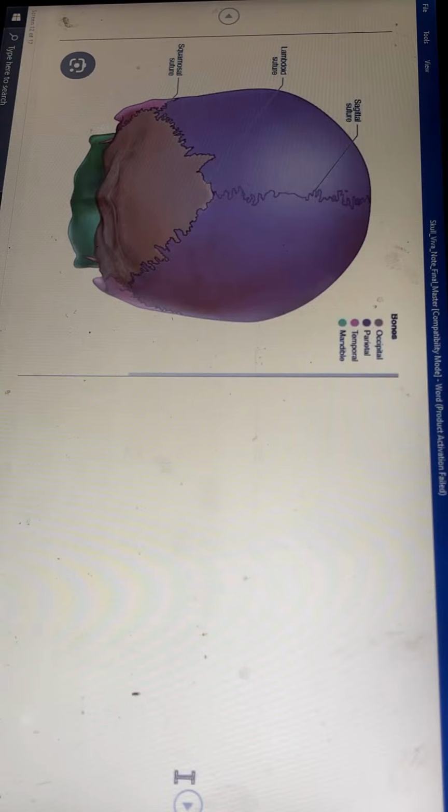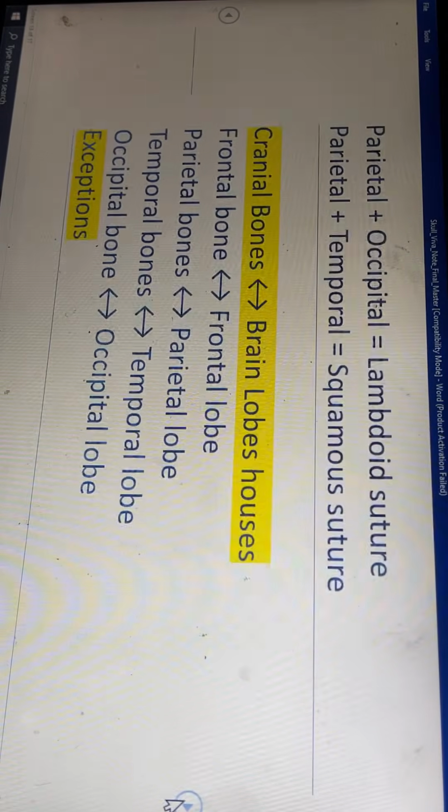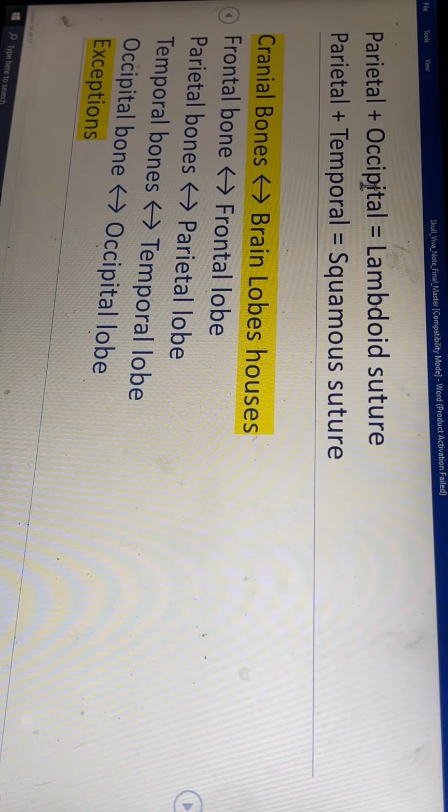Please, are we together? So parietal plus frontal, coronal suture. Parietal plus parietal, the suture that joins it is sagittal suture. Parietal plus occipital, the suture that joins it is what? Lambdoid suture. I know this suture of a place will be difficult for you people, so I will explain it again.